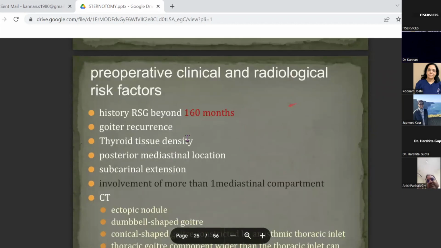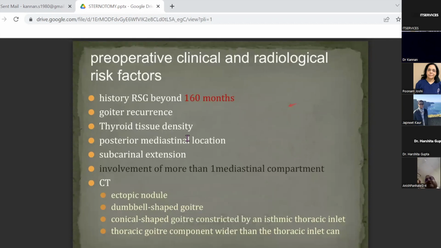So can we anticipate the need for sternotomy preoperatively? Yes. There were various studies on it, but on an average, if you have a patient who gives a history of thyroid lesion with retro-sternal extension for more than 13 years, then you must be prepared for a sternotomy. If there is a recurrent goiter, you must be prepared for a sternotomy. You look at the thyroid density; denser thyroid tumors don't slip out easily through the neck, so be prepared for a sternotomy. The thyroid density can be calculated with the CT scan.